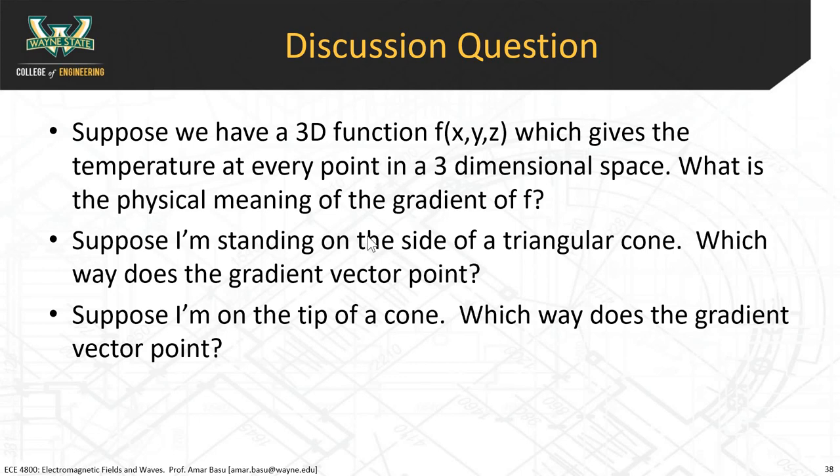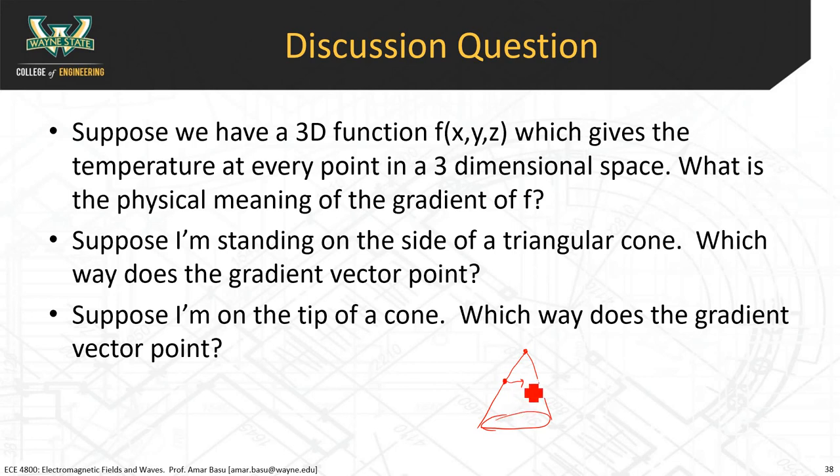So the second question is, suppose I'm standing on the side of a triangular cone. This is just another version of what we did here. Imagine that we have a cone like this. Suppose I'm standing here, on a mountain that looks like a perfect cone. Which way does the gradient vector point? So I'm going to answer this question. The gradient vector is going to point towards the center of the cone, because this is the direction we would want to walk to get the maximum increase in slope.